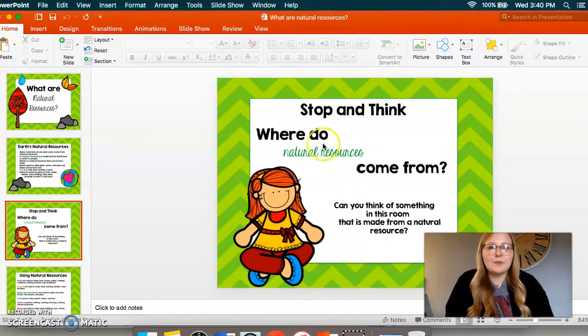Stop and think. Where do natural resources come from? Can you think of something in this room? So maybe it might be wherever you're doing your work or your bedroom. So think of something at your house that is made from a natural resource. So there's lots of things that we can name. Here at my house, the table that I'm using to record my lesson is made out of wood, and wood is a natural resource.